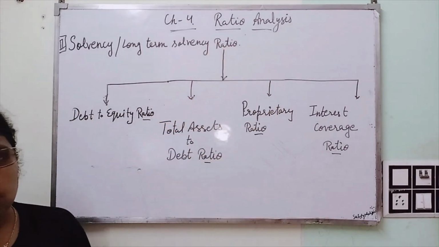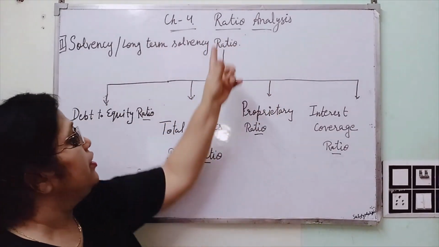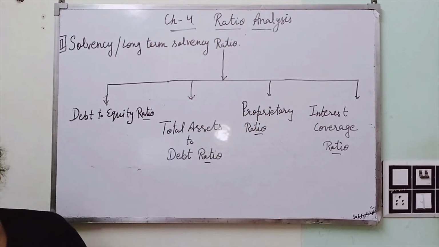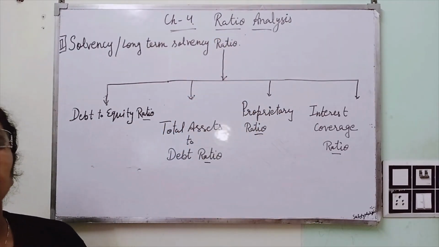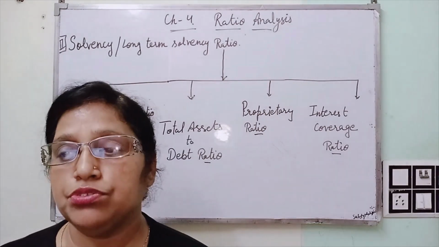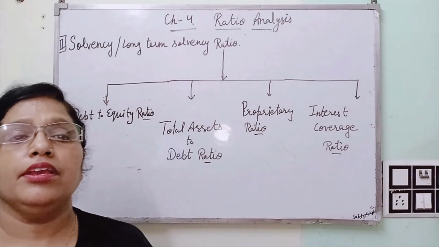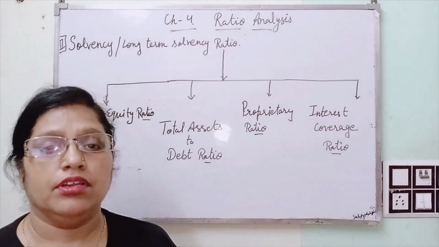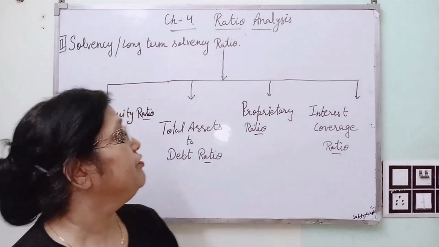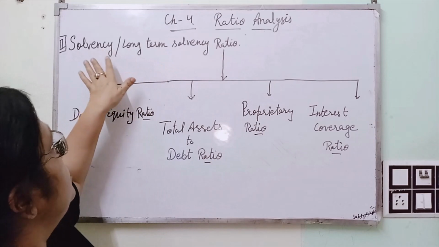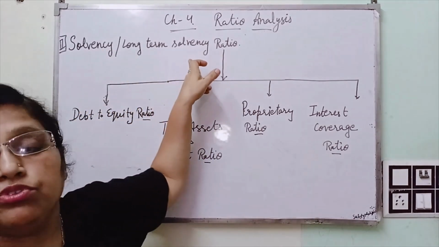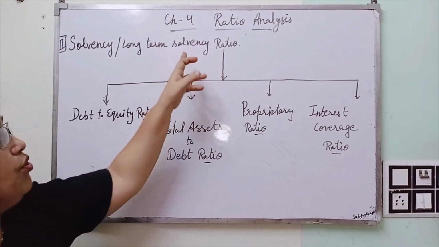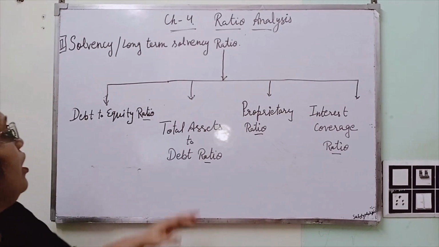Ratio analysis. In case of ratio analysis, we have to determine different types of ratios to calculate earning capacity, solvency or other abilities of the business. Now in this class, we will do the second ratio, that is solvency or long-term solvency ratio. It is also known as long-term solvency ratio.